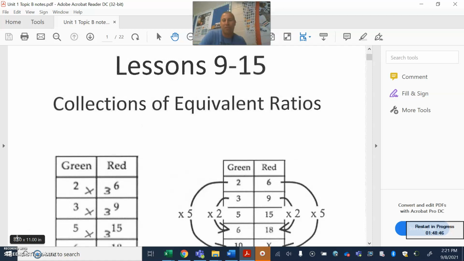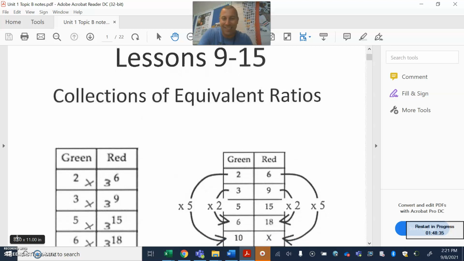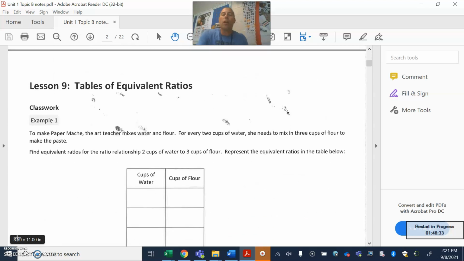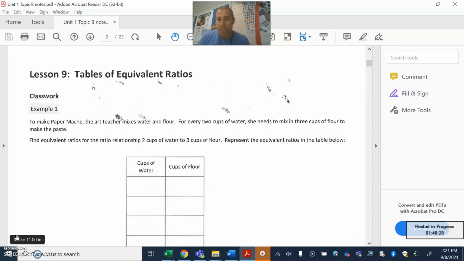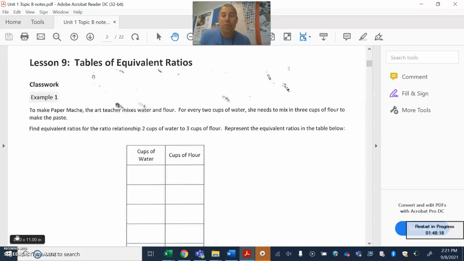Lessons 9 through 15. Topic B. Collections of equivalent ratios. Well, not just equivalent ratios, but collections. That sounds fancy. Let's do this, all right? So what we're all about here is taking our equivalent ratios and putting them in tables. I mean, we've made a few equivalent ratios here and there. Remember, just multiply by the same number and you've got yourself an equivalent ratio. But now we're making whole tables of them to use.